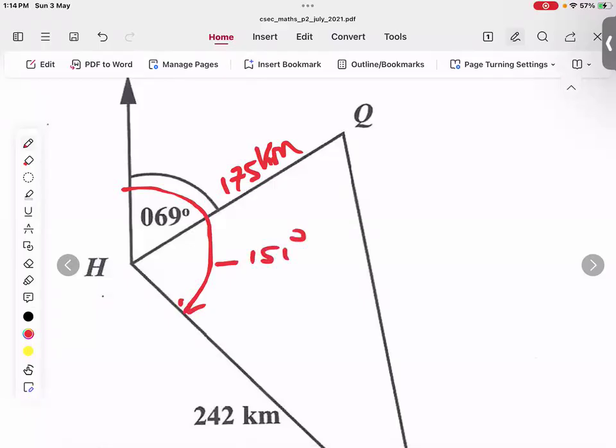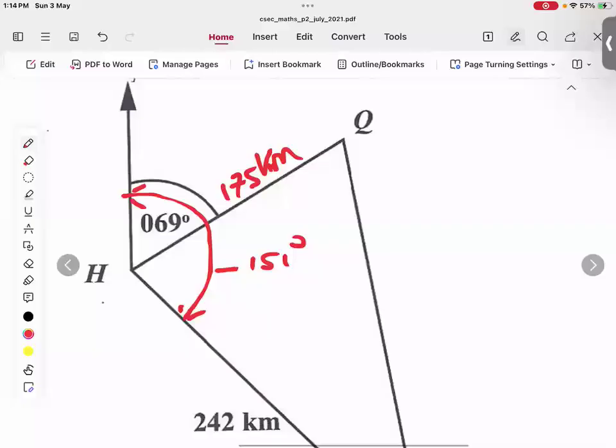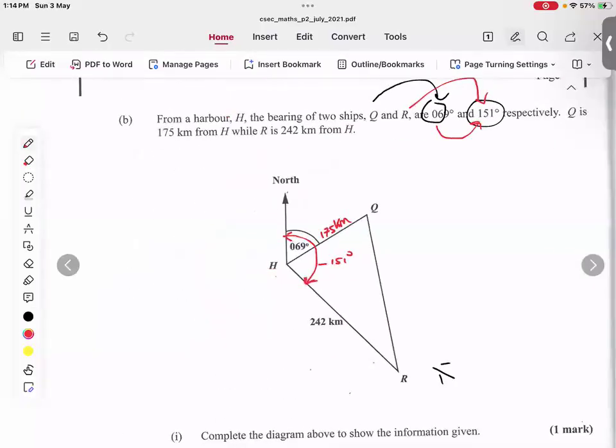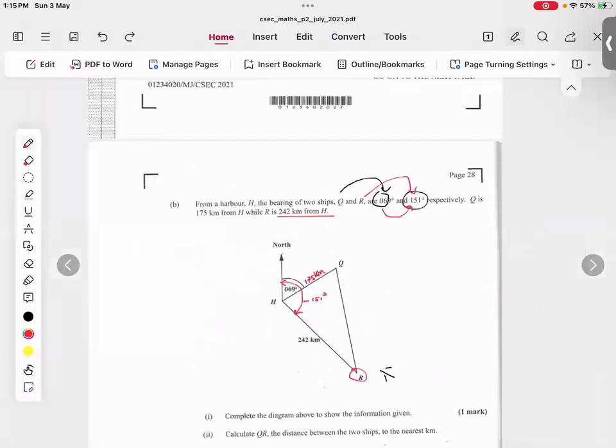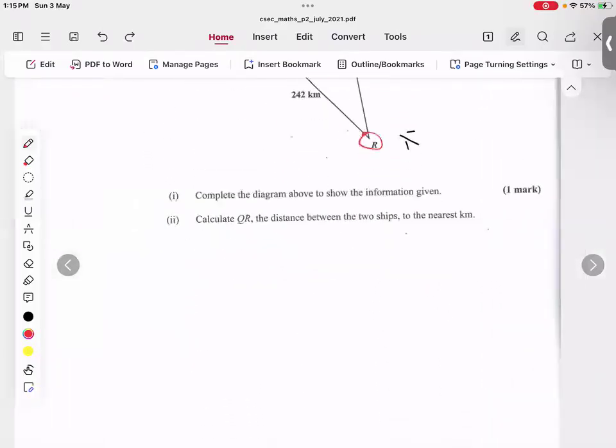And remember, the 151 starts from north and comes all the way around to here. So, all right, we should understand that. And then the next part says R is 242 from H. So R is down here and it's away from H. So that is 242, which you can see right here. All right, good. So now that the analysis of the information at the top is done, we're ready for the question.